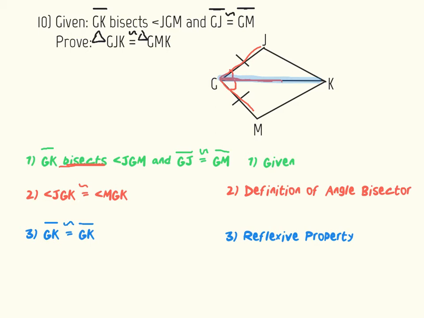And finally, because I have my side and my side and my angle and angle and then the other side here, I have two sides and the included angle of both triangles, so that's why I can make the jump to the triangle, and that would be my final step. I'm going to say triangle GJK is congruent to triangle GMK by the side angle side postulate.